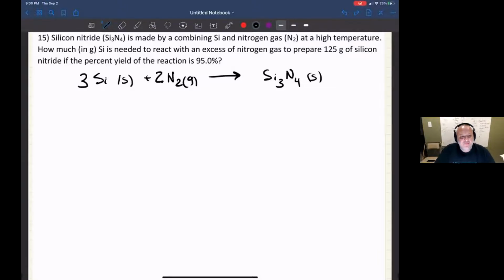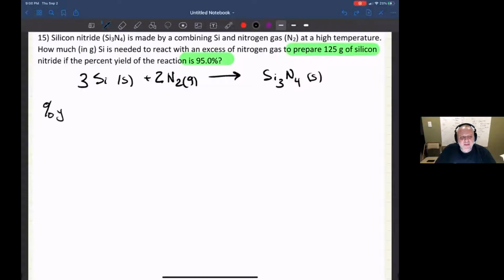Now that we have a balanced chemical equation, we can sort out what the problem is saying about the percent yield. It says that the reaction has a 95% yield, but it also says that I want to actually collect 125 grams of silicon nitride. In other words, I really want to collect that particular amount. So there's going to be some amount of silicon nitride that I could theoretically produce with a 95% yield that would get me 125 grams.